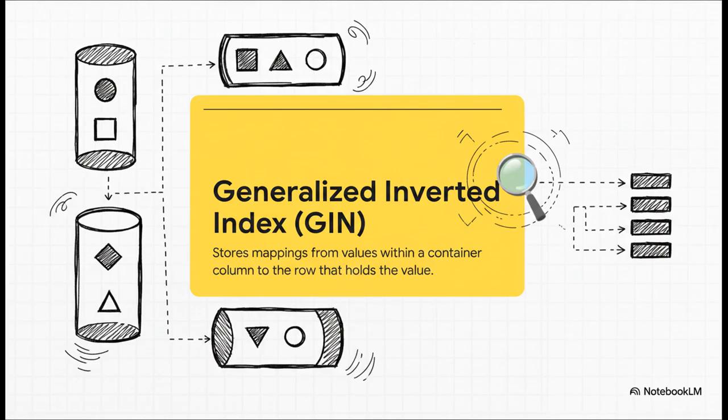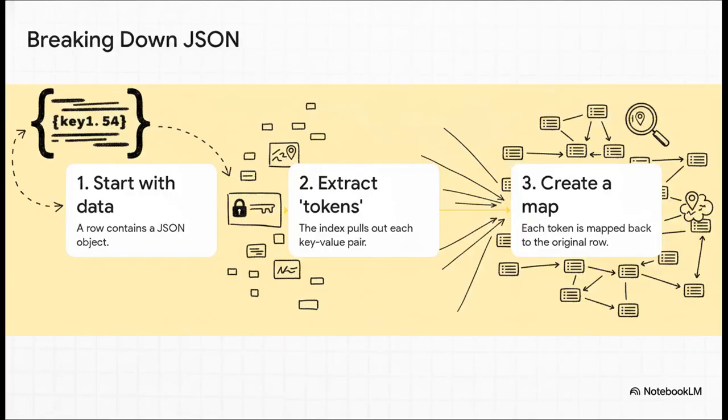And that's what makes those "find me all rows that contain this value" searches so incredibly fast. So here's how it plays out with the JSON object. When you create a GIN index, the database goes in and breaks that JSON object down into all of its individual pieces, or tokens. Every single key-value pair becomes its own little entry in the index, and each one points back to the original row. So, when you search for, say, location equals NYC, the database doesn't scan the whole table anymore.